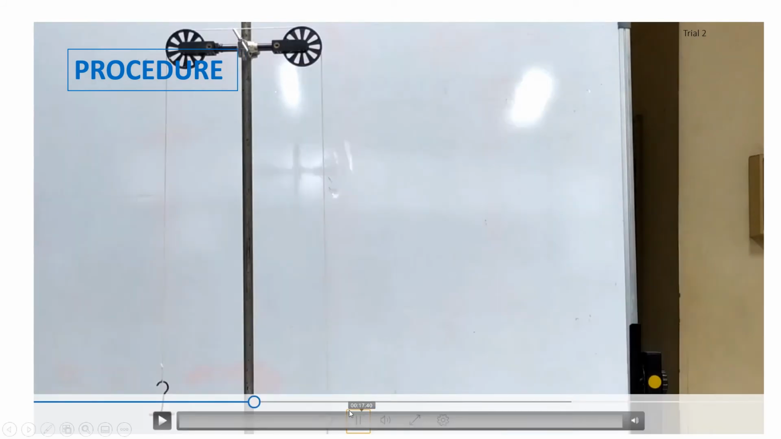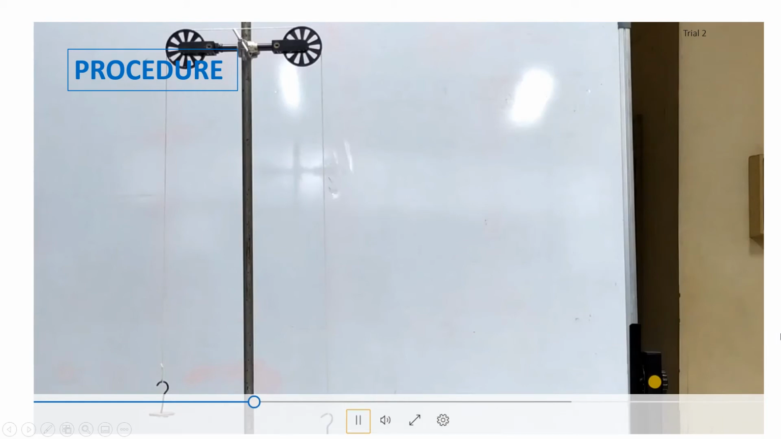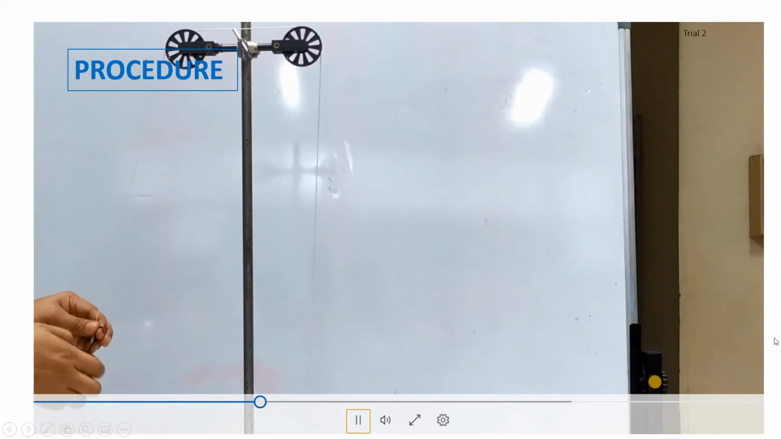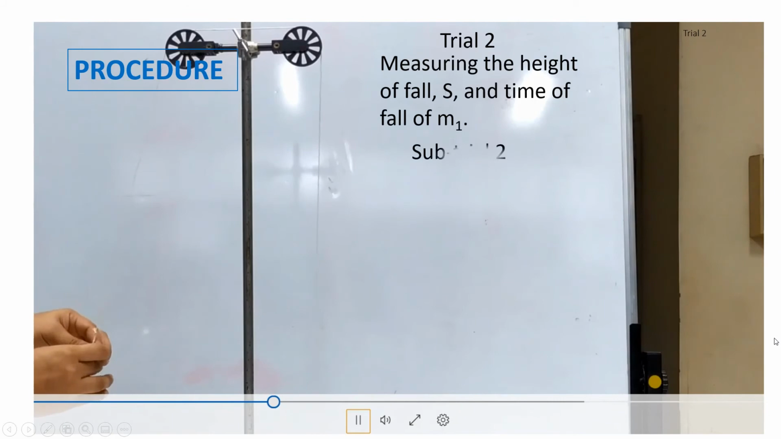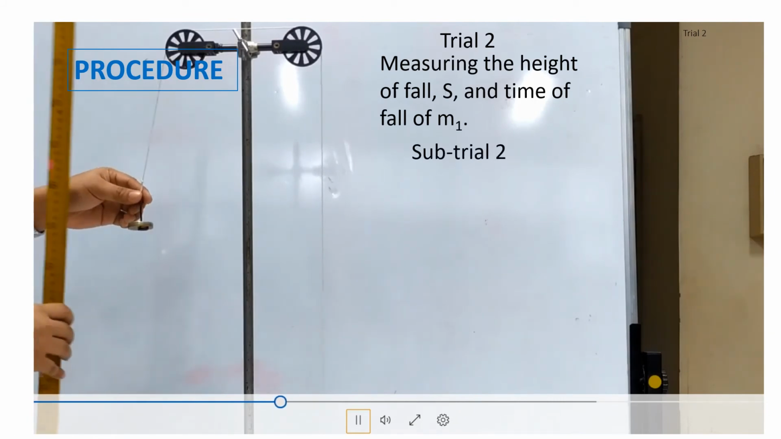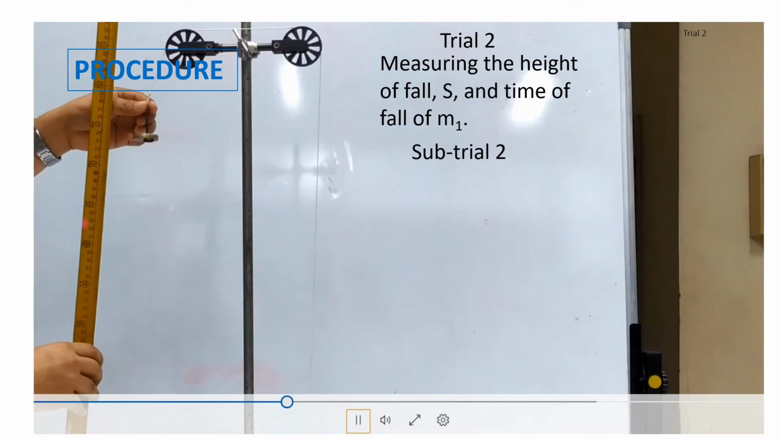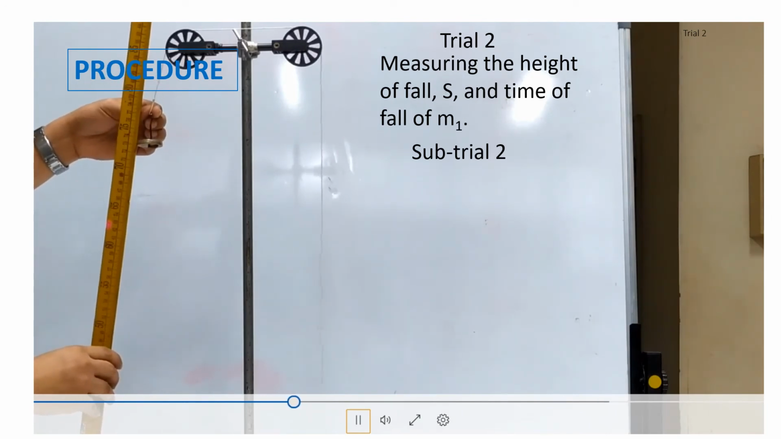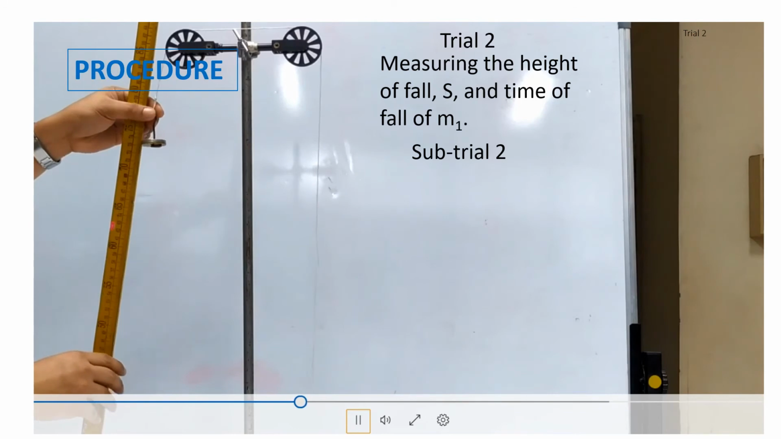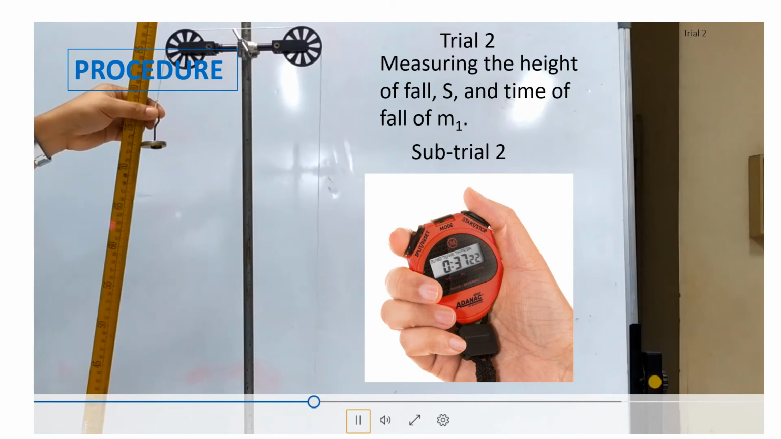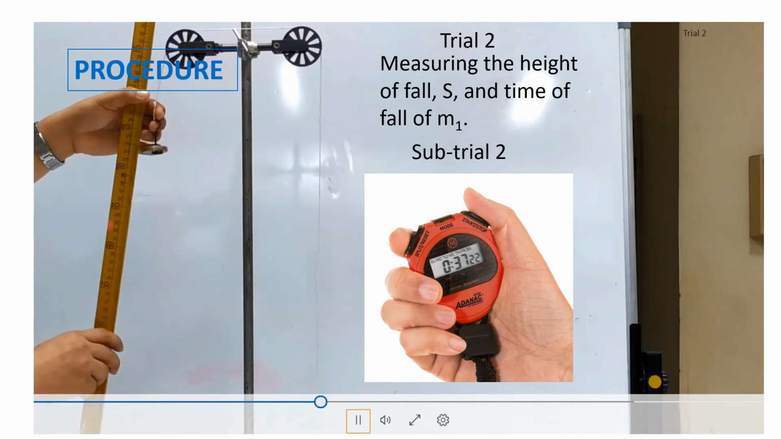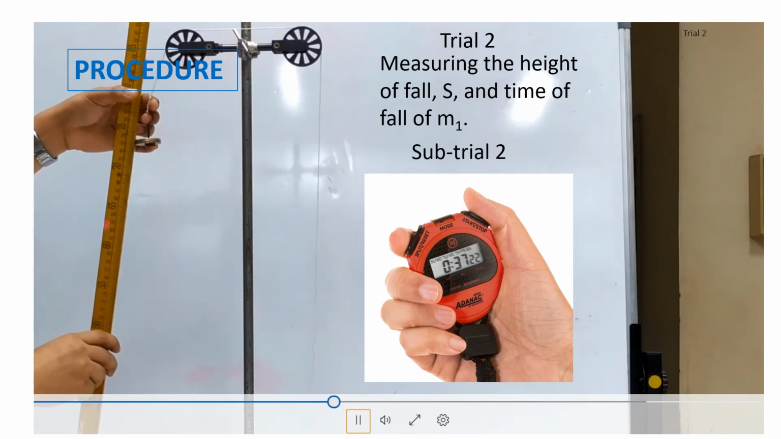For sub-trial 3, for trial 2, position m sub 1 and m sub 2. Measure the height of fall. It's the same as the other sub-trials. Measure the time of fall using the stopwatch. Observe carefully the release of the heavier mass. Start the stopwatch and stop once m sub 1 hits the floor. Read and record the time of fall for sub-trial 3.